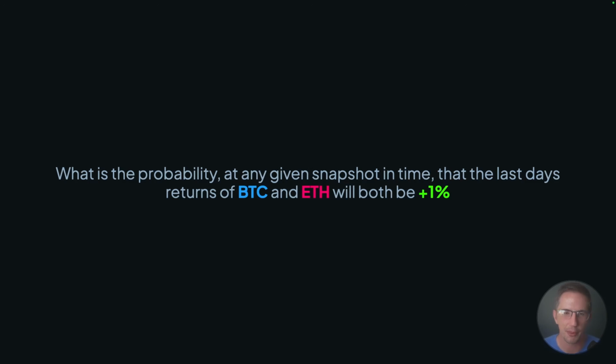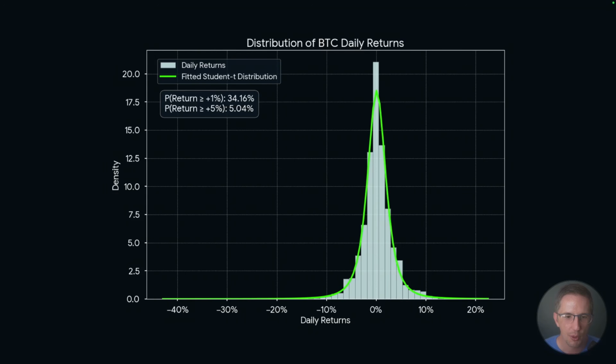Let's say, what is the probability at any given snapshot in time that the last day's returns of Bitcoin and Ethereum will jointly both be up 1%? So if I looked at Bitcoin's returns, they're plus 1%, and Ethereum's returns are plus 1% or more. Well, I could answer that individually. I could take the density here of Bitcoin. So this is a density curve looking at Bitcoin. For those of you who are into the math side, that green line is just a t distribution.